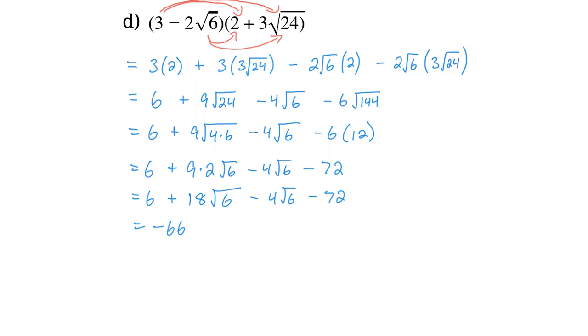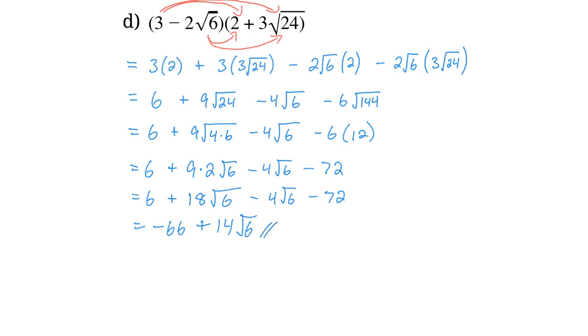So remember, when we're adding or subtracting radicals, we're going to take the coefficients and add those two coefficients together. So 18 minus 4 is 14. So this is going to be plus 14. And we're keeping the square root of 6 the same. So our final answer is negative 66 plus 14 root 6.